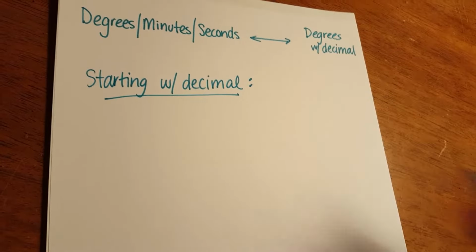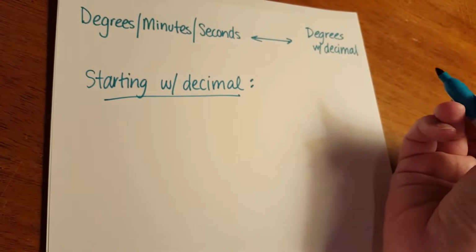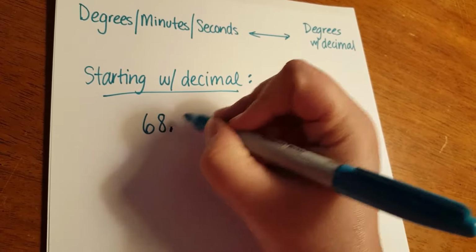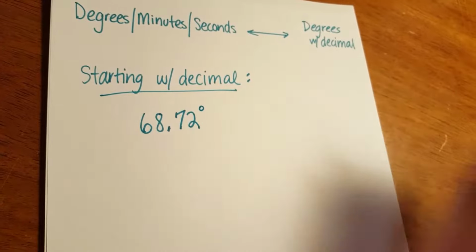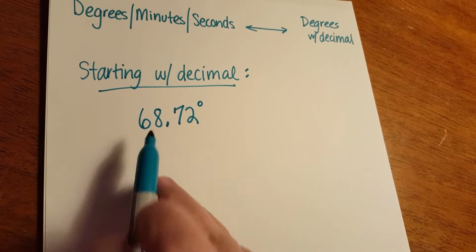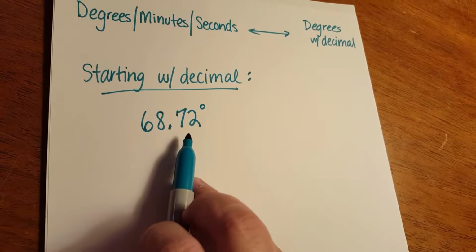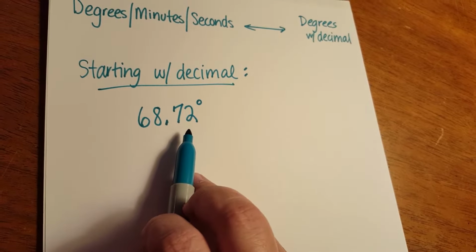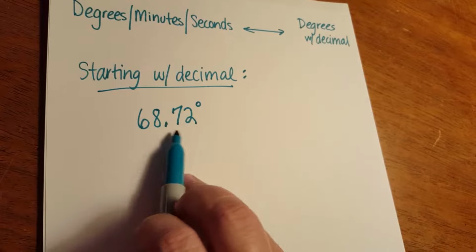Okay, so starting out with decimal. I said I used 68 degrees as an example. What if we start out and we know that it's 68.72 degrees? Okay, meaning 68 whole degrees and then 72 1/100ths of a degree. Like there's less than one whole degree here. This is the part that gets converted.